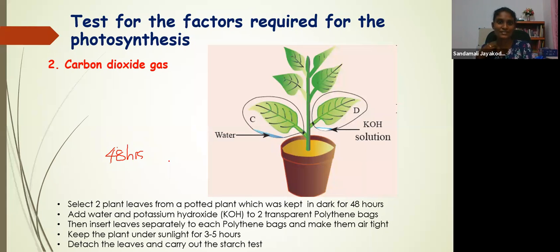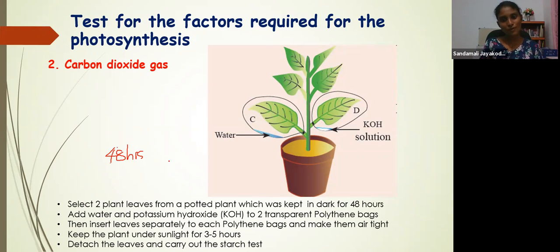We are not putting it under sunlight while we are doing this setup, because it will do photosynthesis again. So our test is again going to be wrong. So we keep it there and select two plant leaves labeled here as C and D. Then we take another two polythene bags.